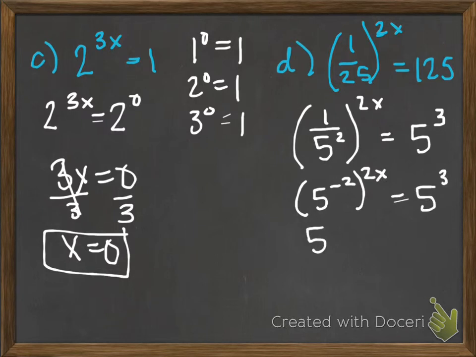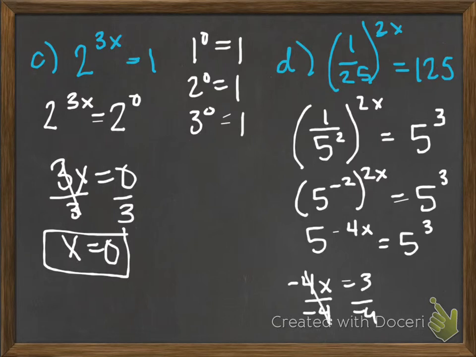Multiply my exponents, I get 5 to the negative 4x equals 5 to the third. Now I have same bases, I can set my exponents equal. So negative 4x equals 3. Divide by negative 4, and x equals negative 3/4. So that was an example where we had to rewrite both sides to try and get that same base. So 2 more problems to do.